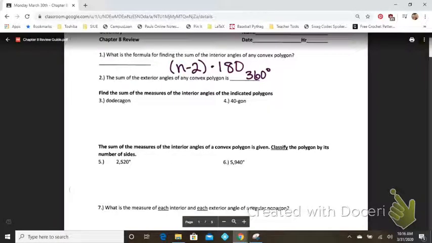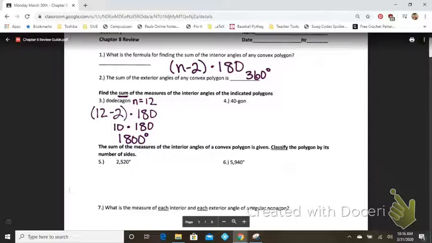All right, find the sum of the measures of the interior angles. So if it says the sum, we just need to use that formula from number 1. A dodecagon has 12 sides, so n equals 12 in this case. 12 minus 2 times 180 gives us 10 times 180, so 1800 degrees.